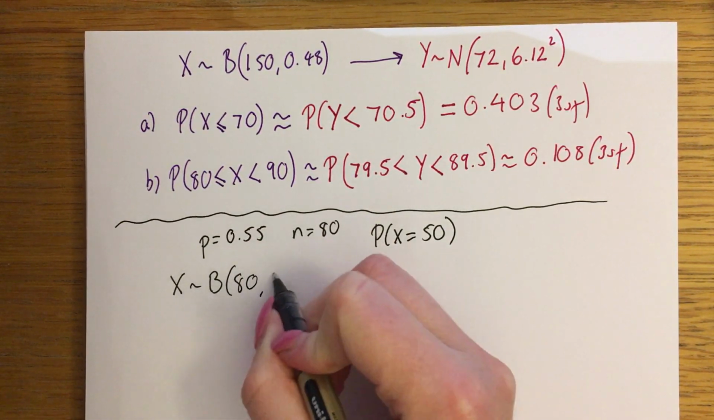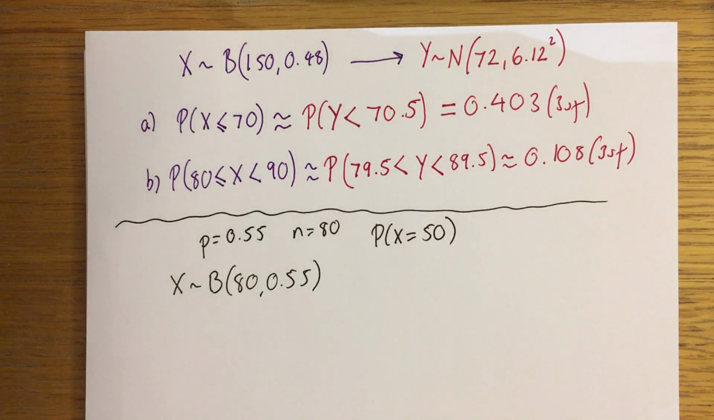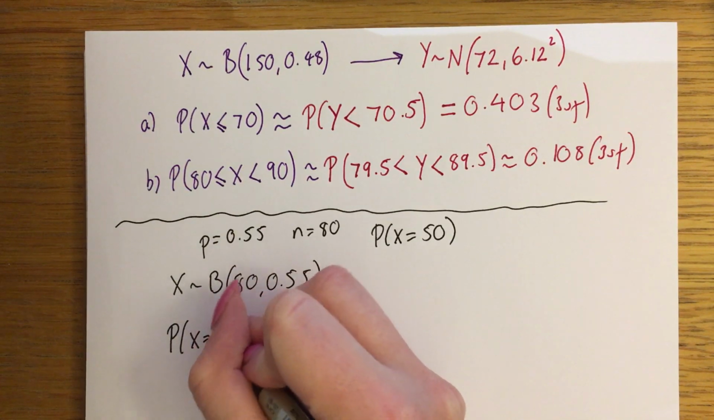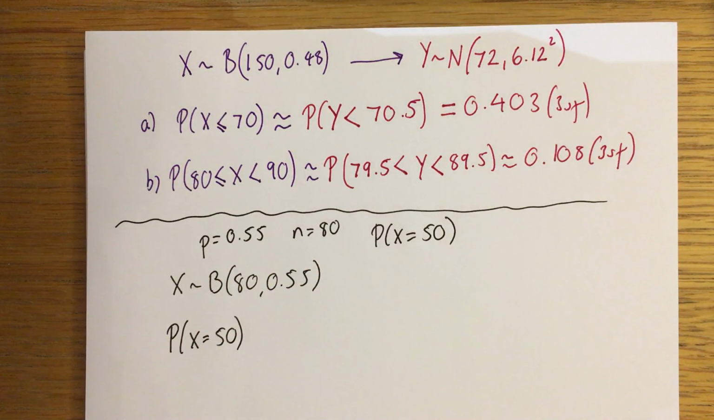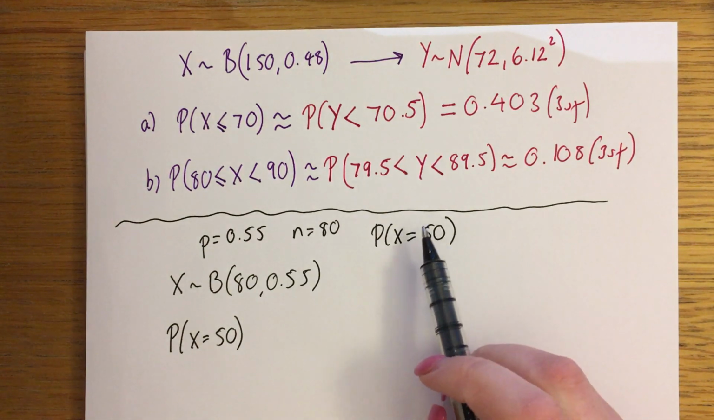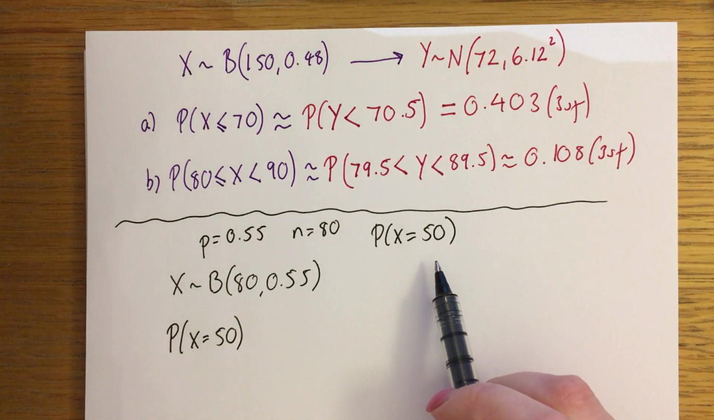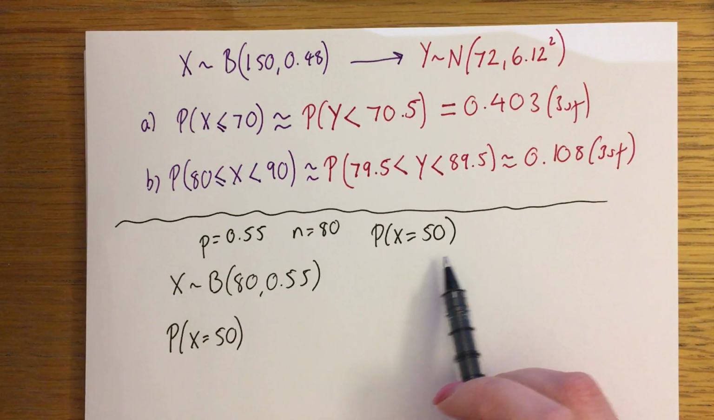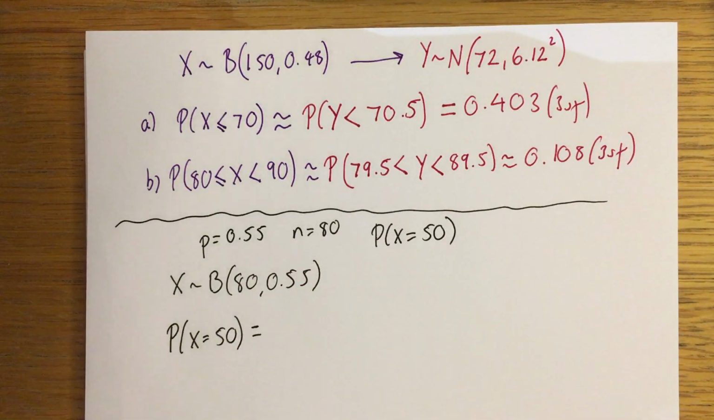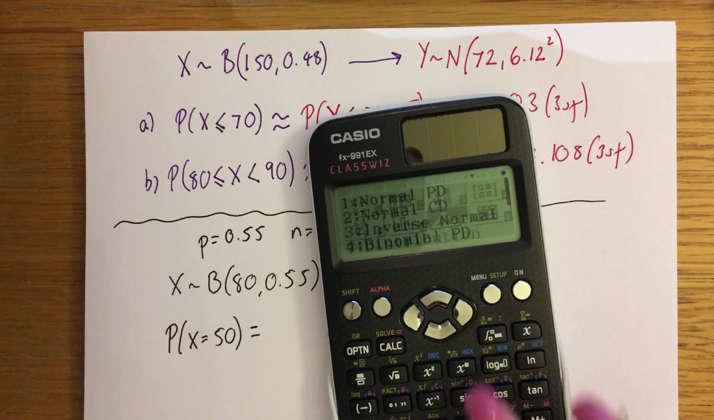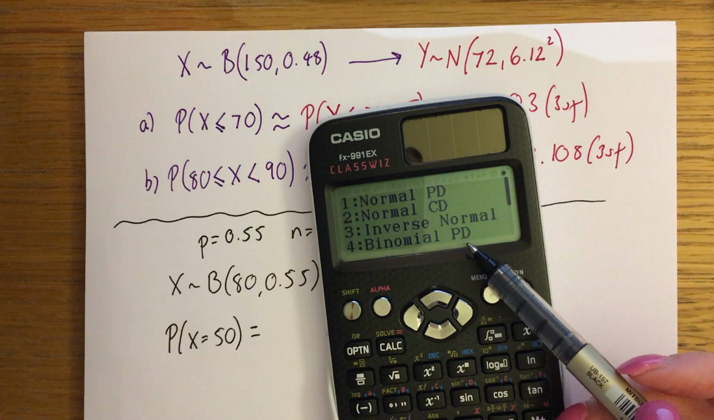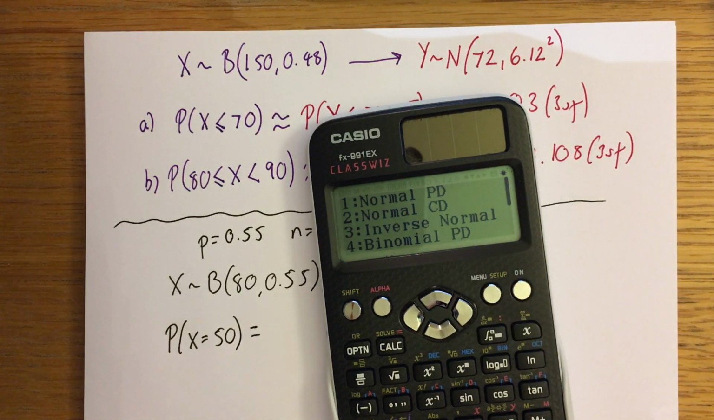first. So X is binomially distributed with a sample size of 80 and a probability of success of 0.55. And I'm going to use my calculator to work out the exact value. So they've chosen a number that's small enough that your calculator can do it. If they didn't, then they'd be completely ruining the question. Okay, so on my calculator, distribution, I'm going to go to binomial PD, because I'm finding a particular value.